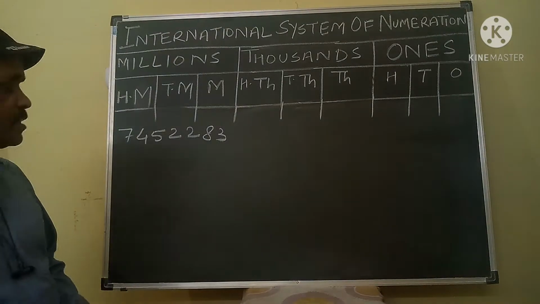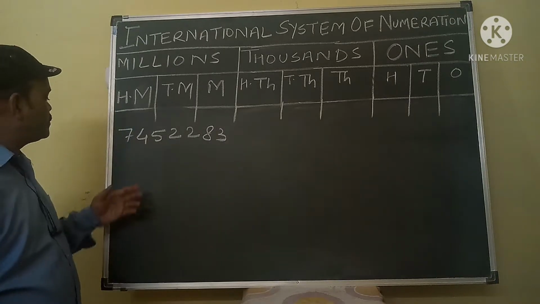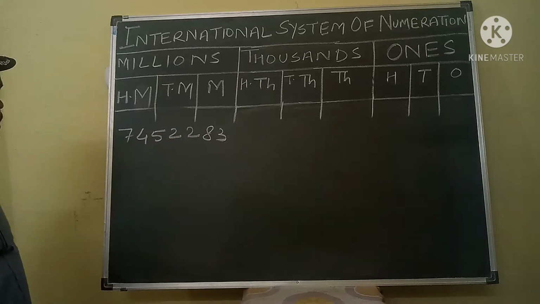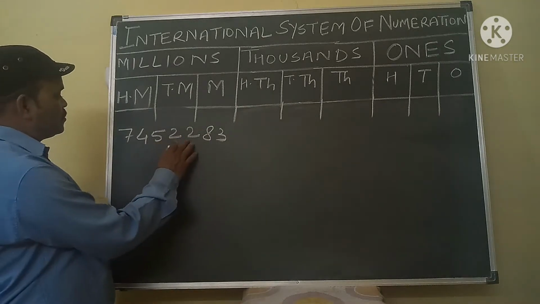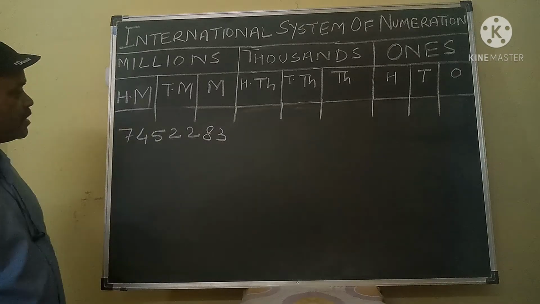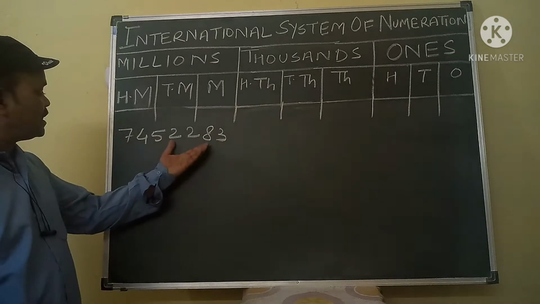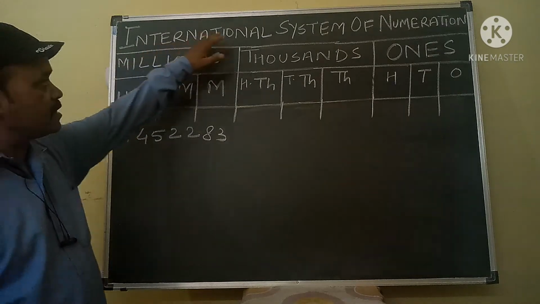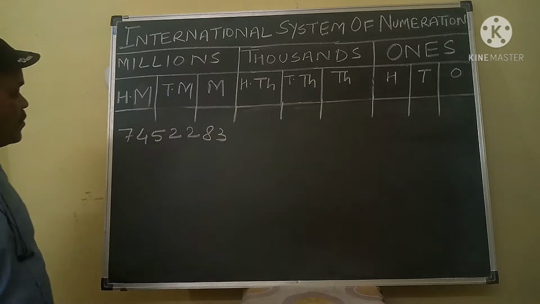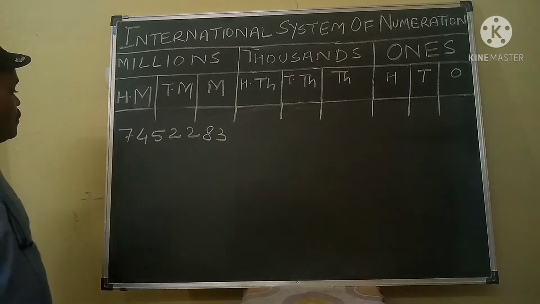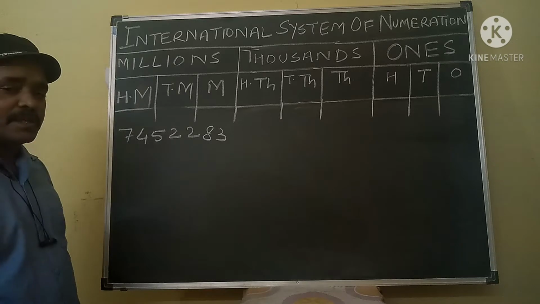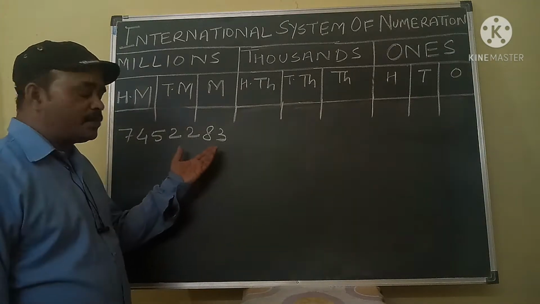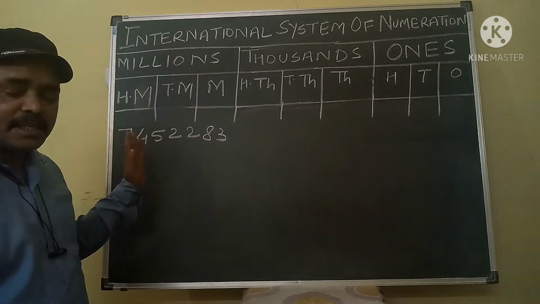Again, my dear students, this is one more question for you. This is 7452283. Okay, 7452283. What is your question? How can you read and write this number according to the International System of Numeration? Okay, so for this question, what is your first step? Your first step is we will put the comma after 3 digits.